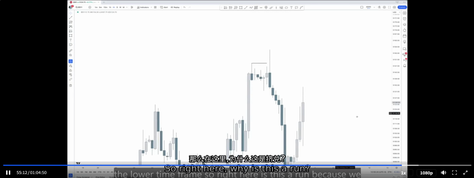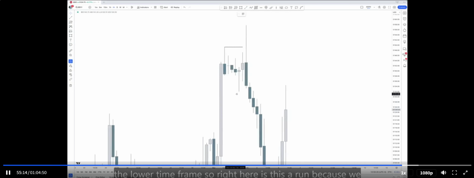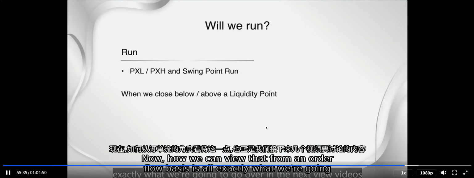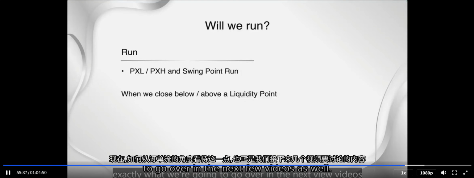So right here, why is this a run? Because we close below the swing low. Why is this a sweep? Because we do not close below that high right there, indicating respect and disrespect. That indicates the difference between a sweep versus a run on liquidity. Now, how we can view that from an order flow basis is exactly what we're going to go over in the next few videos as well.